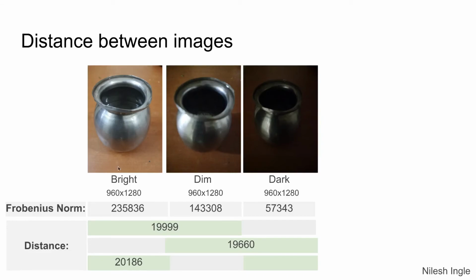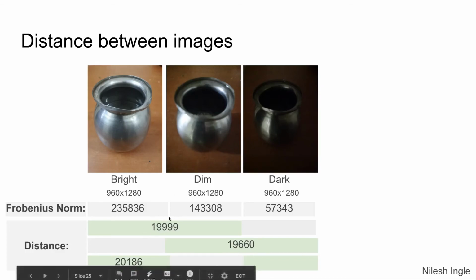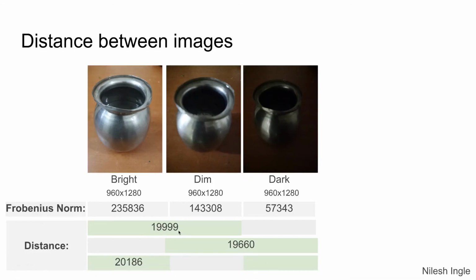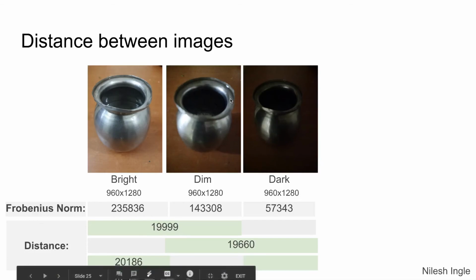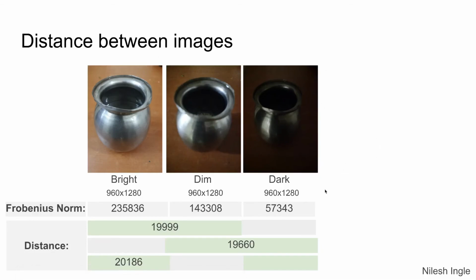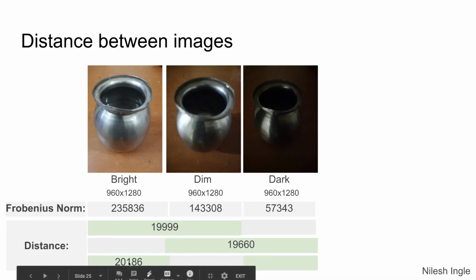If we calculate the Frobenius norm for these images, we can see that these are the norms for these, and if we subtract each image as a vector from the other image, we can see that the difference between the first two images is around 19999. The difference between the last two is about similar, but the difference between the first and last image is slightly more, it's 20186.